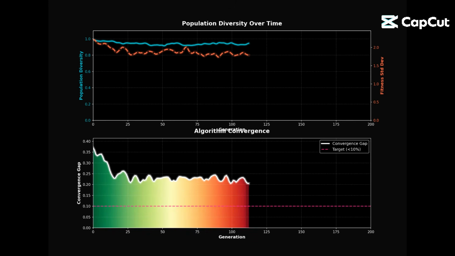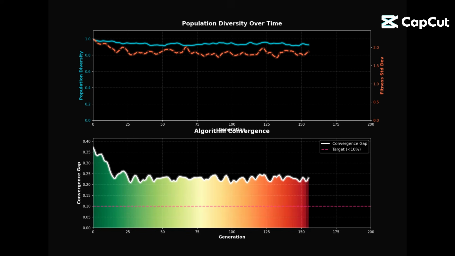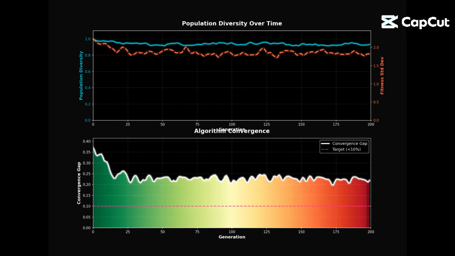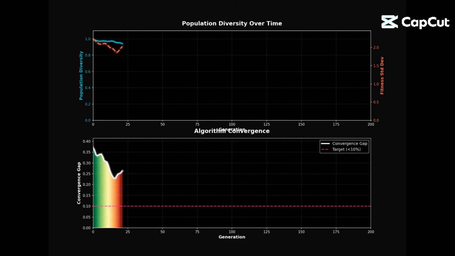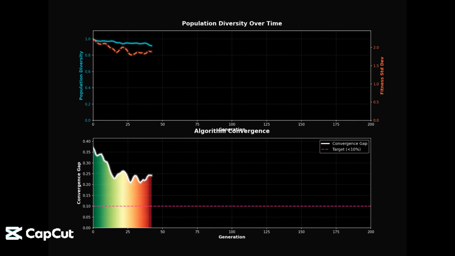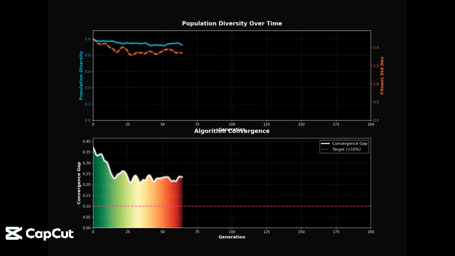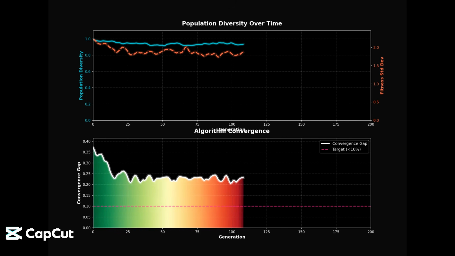The red standard deviation curve tells a parallel story. High standard deviation early on means fitness values are all over the place, some great, some terrible. As it shrinks, the population is clustering around similar fitness levels. Everyone's becoming elite.